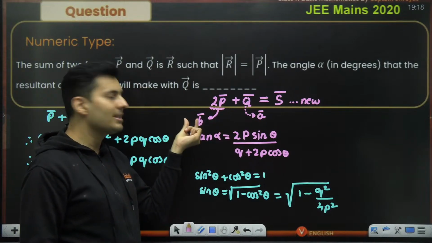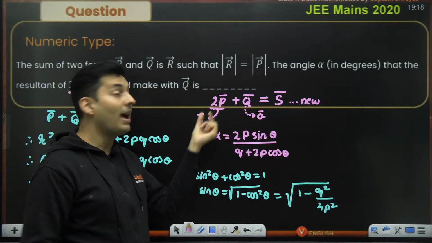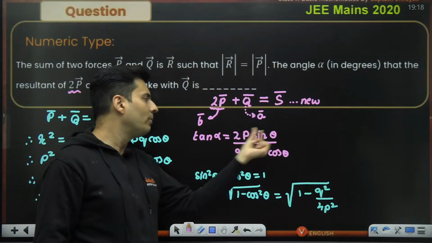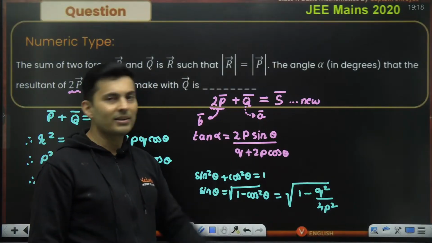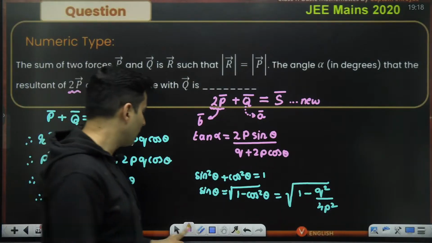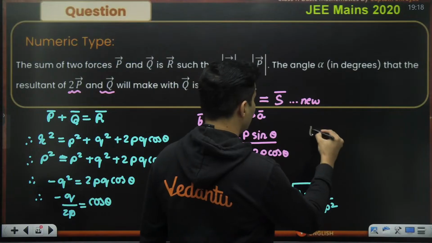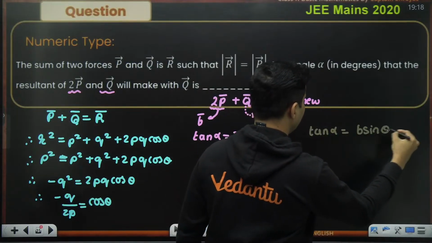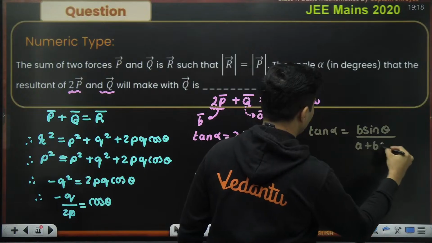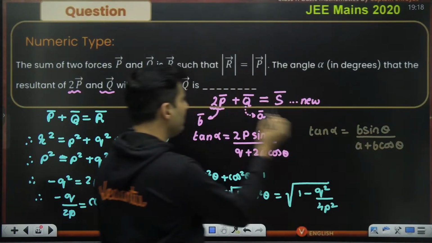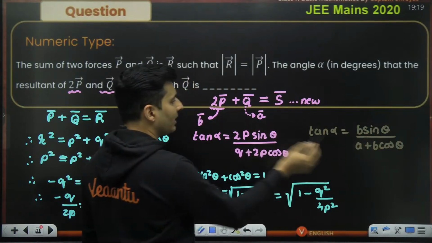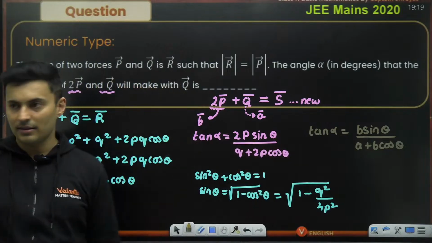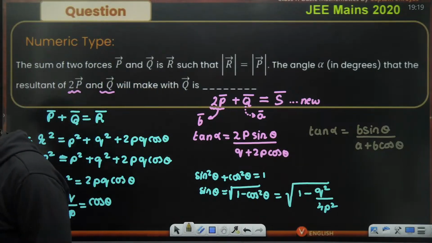The other vector is the B vector. The B vector has a magnitude of 2p. So 2p sine theta by 2p cos theta. I've just used that formula. Tan of alpha is b sine theta upon a plus b cos theta. Now b is nothing but 2p, a is nothing but q. Automatically you will get this answer. Is this now absolutely clear?